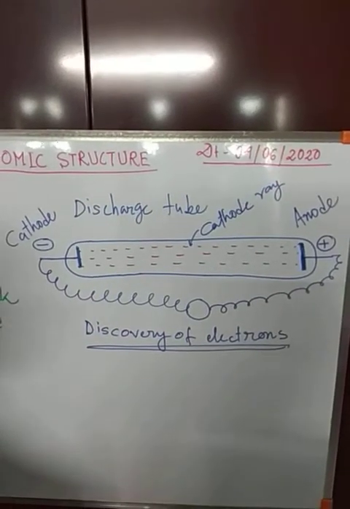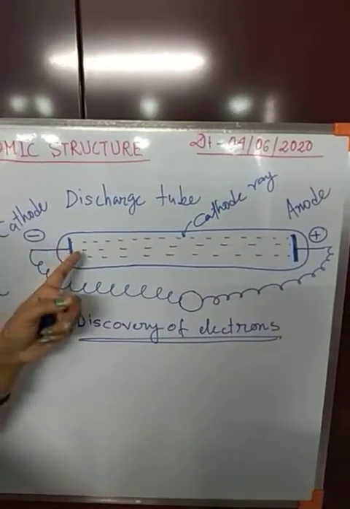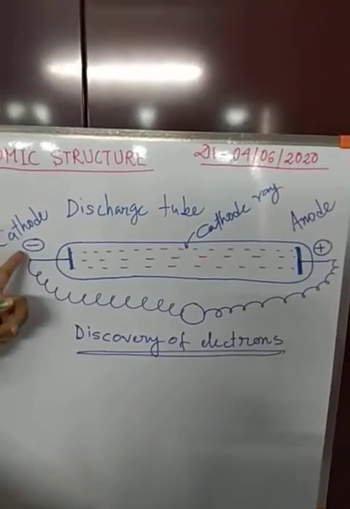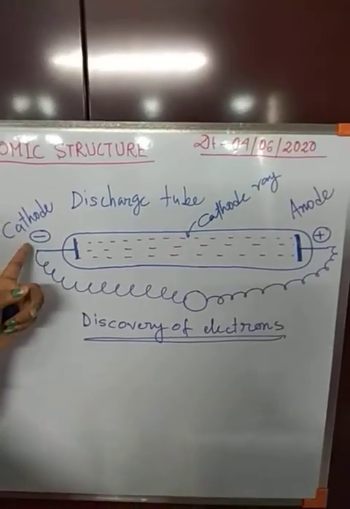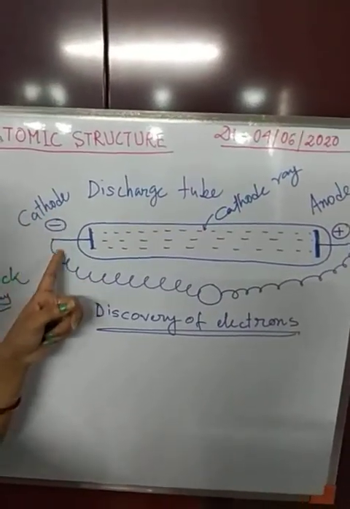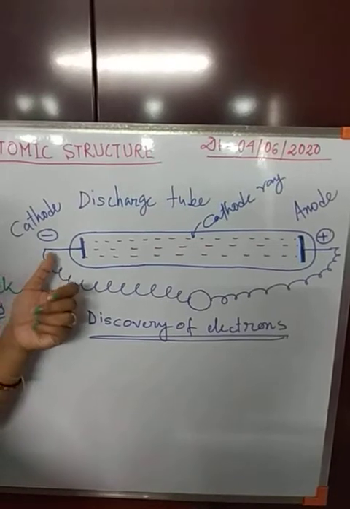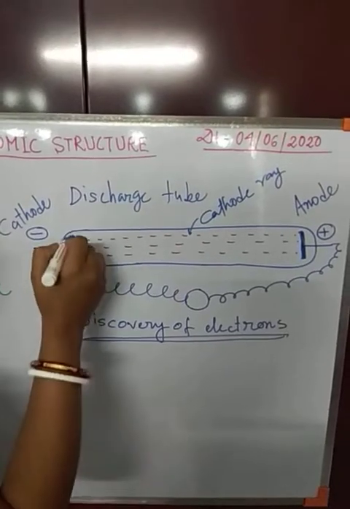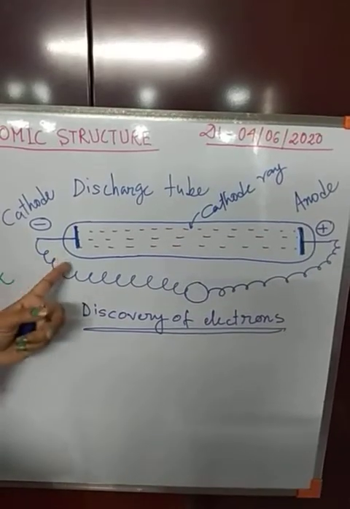William Crookes observed that there is a stream of rays, a stream of particles, going from cathode to anode. Cathode is the negative end of the discharge tube, and the positive end of the discharge tube is called the anode. The stream of rays or particles forms from the cathode and goes from cathode to anode. As we are getting the stream of rays from the cathode, it is called a cathode ray.